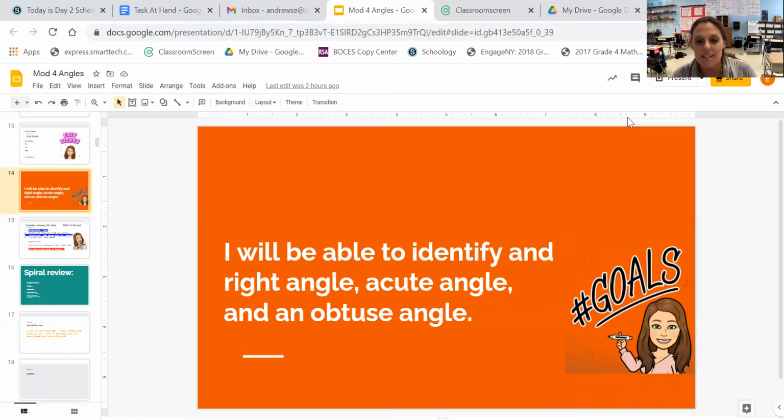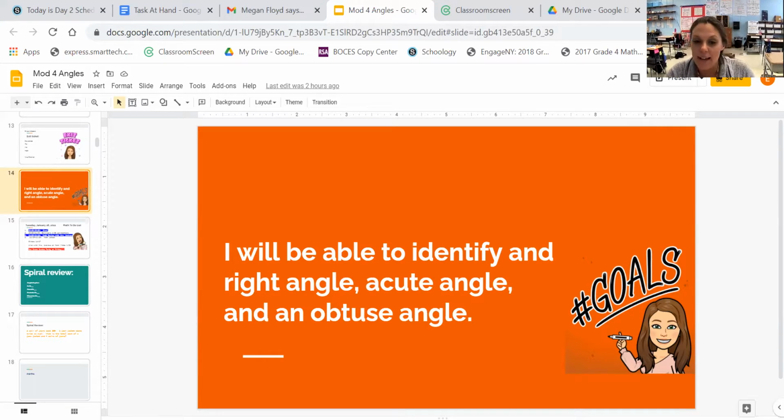Hi, boys and girls. Today we are going to continue on with our foldable from yesterday. So make sure you have that out and you have your supplies. I wrote on the daily schedule the supplies you need: scissors, a Post-it note today, a glue stick, and something to write with.